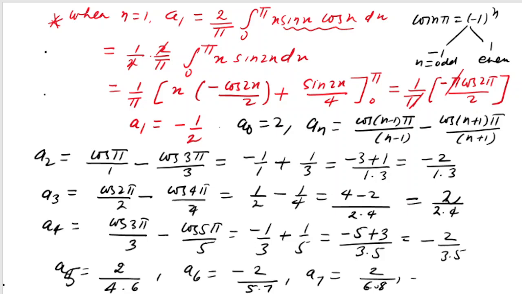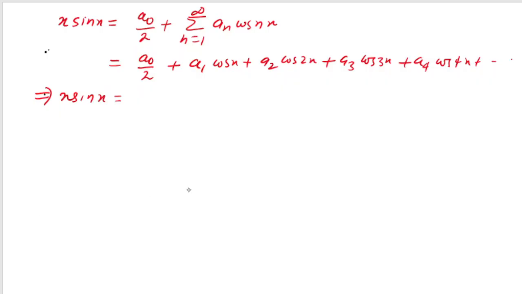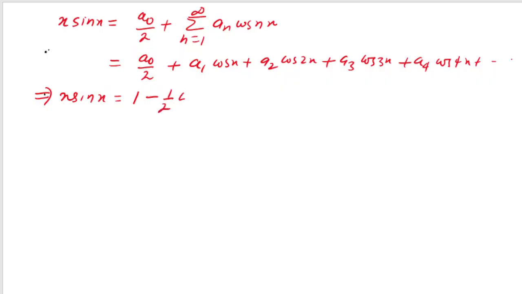So let us write the expansion on the next page. The expansion is x sin x equal to a naught by 2 plus summation n varies from 1 to infinity a n cos nx. Now this is actually equal to a naught by 2 plus a1 cos x plus a2 cos 2x plus a3 cos 3x plus a4 cos 4x and so on. So what is this x sin x? What is the a naught I have got? A naught I have got is 2, so I will get 2 by 2, that will give me 1. And what is the a1 I have got separately? That I have got minus 1 by 2, so I will get minus 1 by 2 cos x.